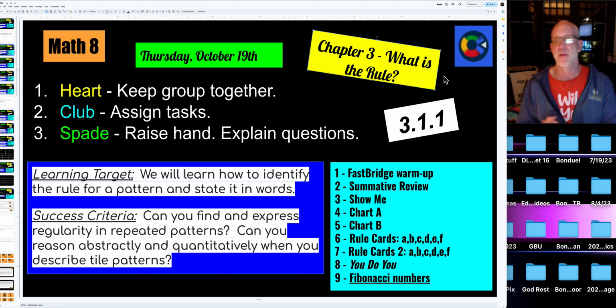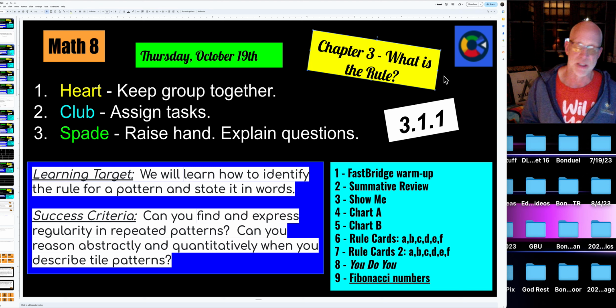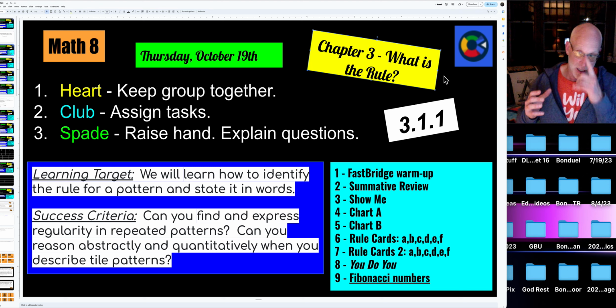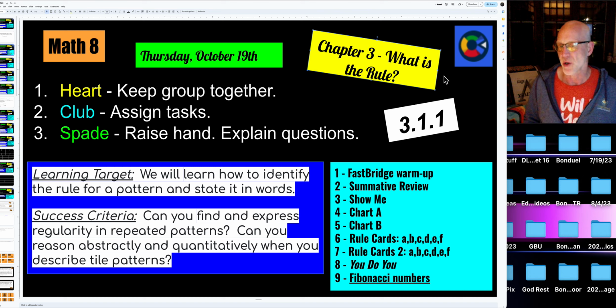So when we come in, we're going to do a fast bridge warm-up. Those are our blue and green sheets, and those are the PDFs that I attached yesterday. After that, we're going to go through our summative and review it. Afterwards, we're going to do a show me session. I just want to see, is there anyone that made a dumb mistake and can explain it to me? They're like, Mr. Johnson, I made a mistake here. Can I show you how to do this? If you can show me, let me add some points back to your summative. So we're going to go fast bridge, summative review, a show me session, and from there we're going to go to chart A.